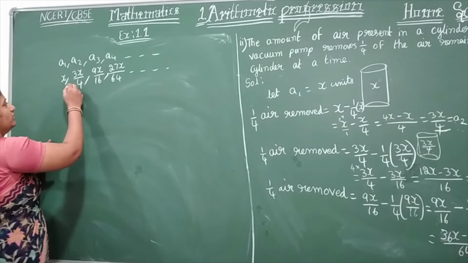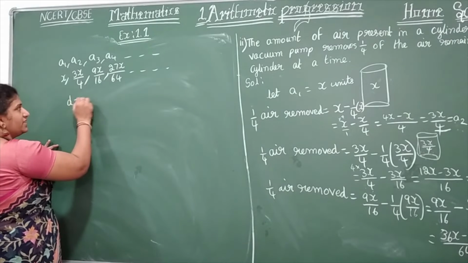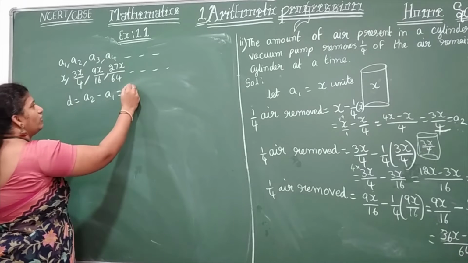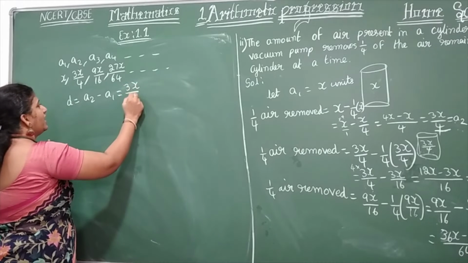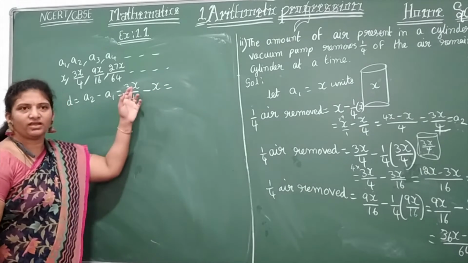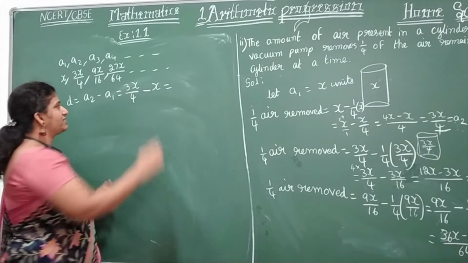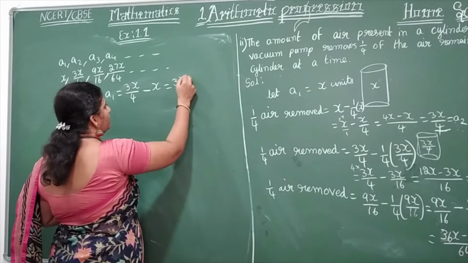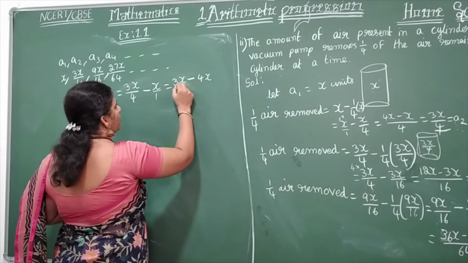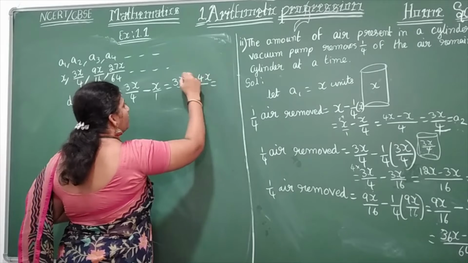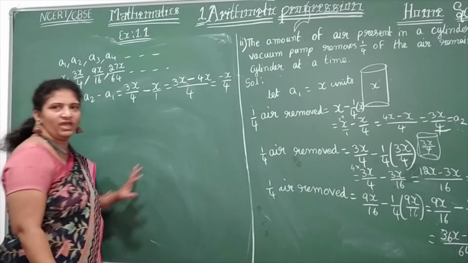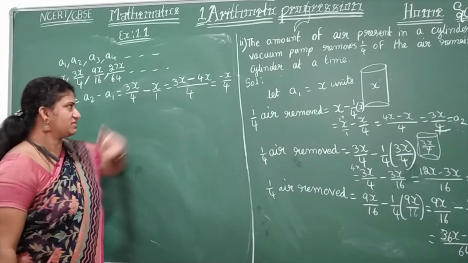Let's check it out. Common difference, D is equal to A2 minus A1. What's your A2 value? 3x by 4 minus x. Okay, 3x by 4 minus x. So let's do the LCM here. 3x minus 4x by 4. That will be how much? Minus x by 4.